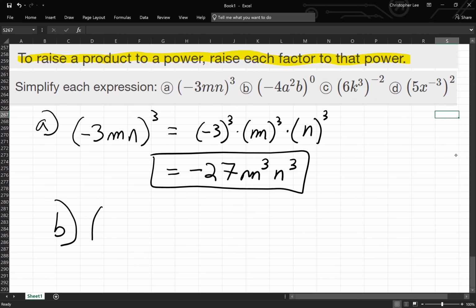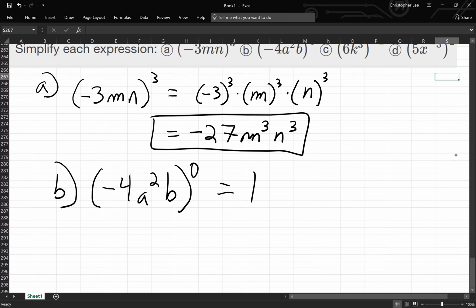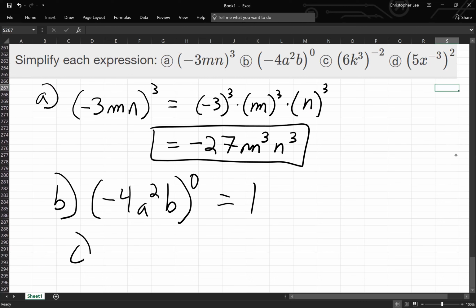All right, so what we have here, we have -4, A to the second, B raised to the 0 power. In the interest of time, real quick, somebody give me the answer. See, I love y'all. You had that one homework question with A, B, C, D, E, and it was all this.